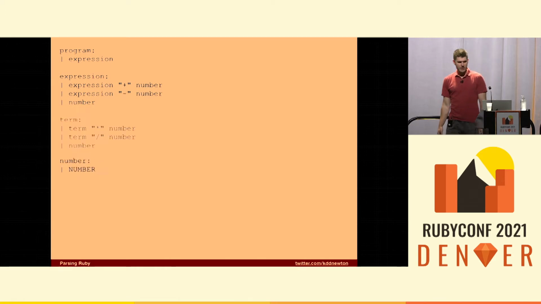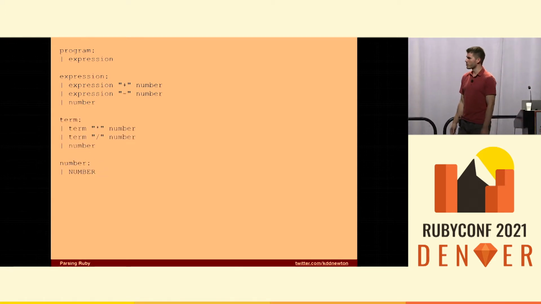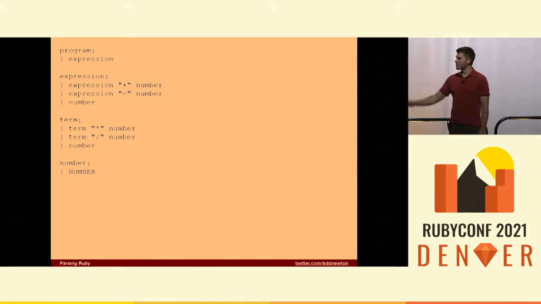We can continue on and make another rule that includes terms. The reason we're splitting this up and not making it into expressions is something I'm going to explain in a second, but that's called operator precedence. We'll get into that.